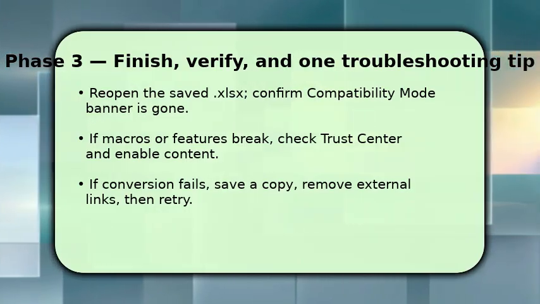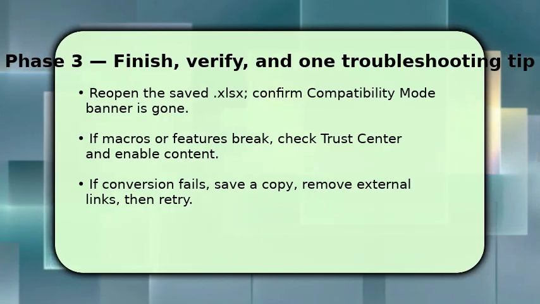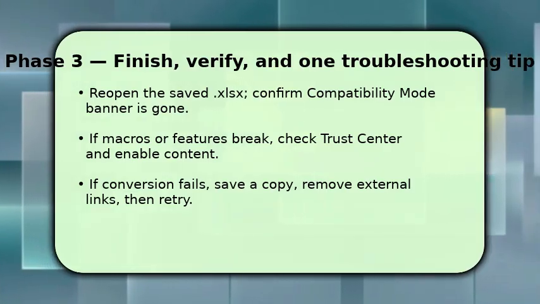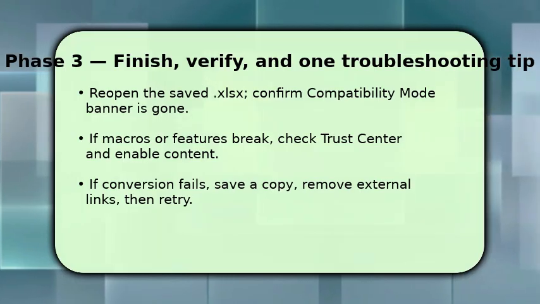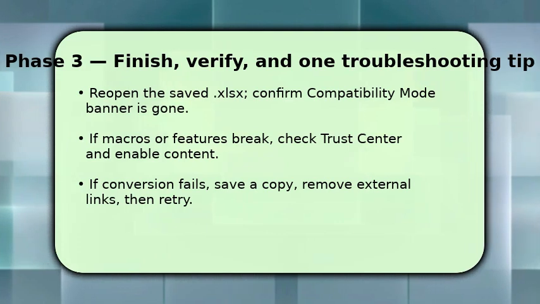If conversion fails or the Convert button is grayed out, save a copy under a new name, remove external links or legacy objects, then retry Save As. One key tip: close and reopen Excel between attempts to clear cached compatibility locks.